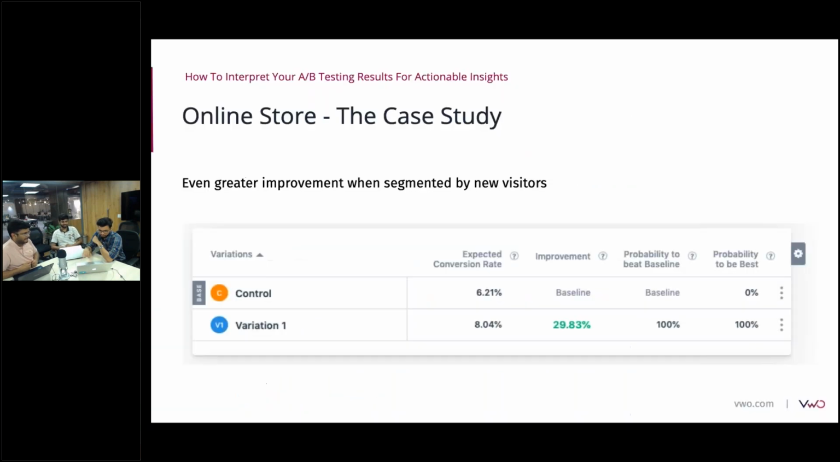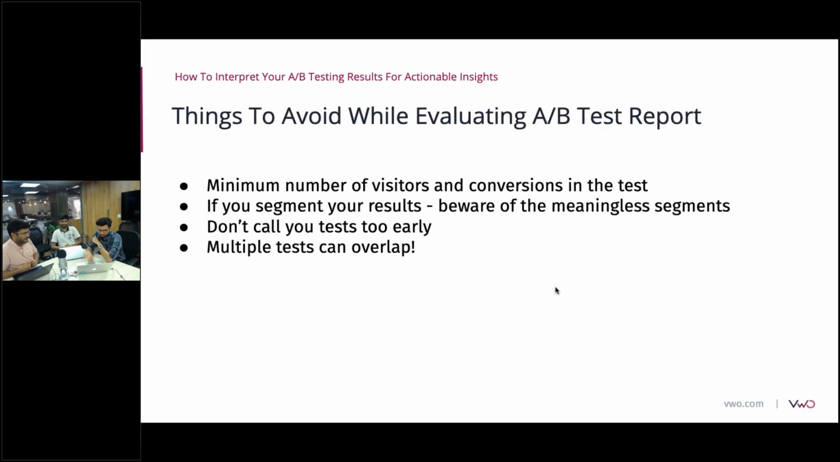Okay, all right. I think we covered most of these things, but just to reiterate, there are a few things you should definitely avoid while evaluating your A/B tests. The first point is that there should be at least a minimum number of visitors and a minimum number of conversions in your test. Is there a sweet spot? So we can actually trust our reports.